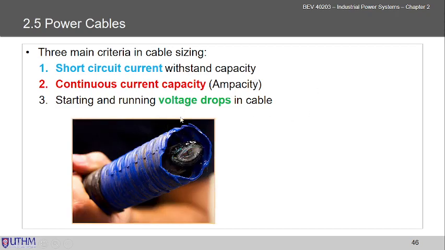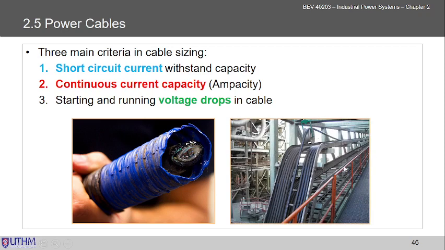Otherwise, if you do not properly consider these three, then you might have this one, which is a burnt cable. And then we lay the cable nicely using a tray like this one. So this is an on-air installation, laid on the tray. This is the so-called cable tray.